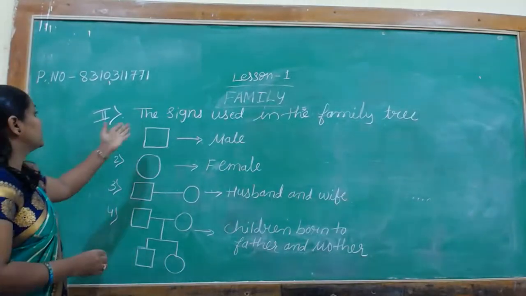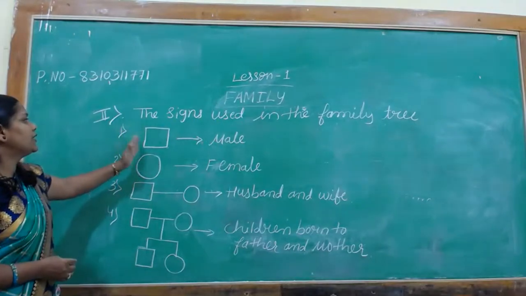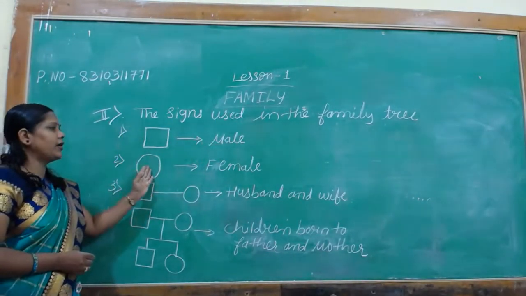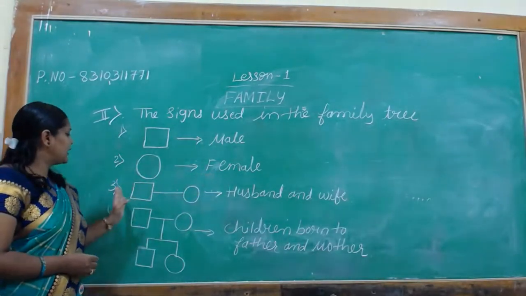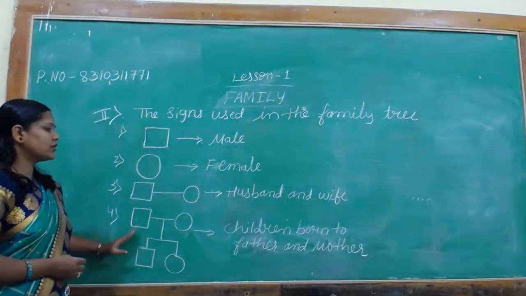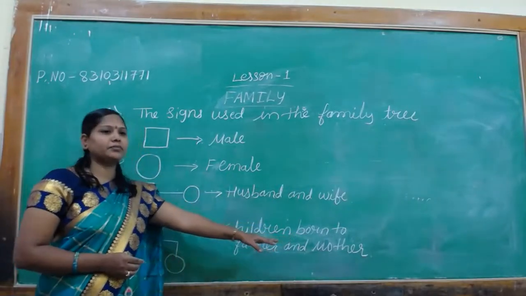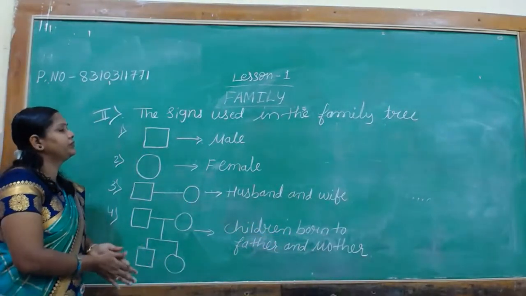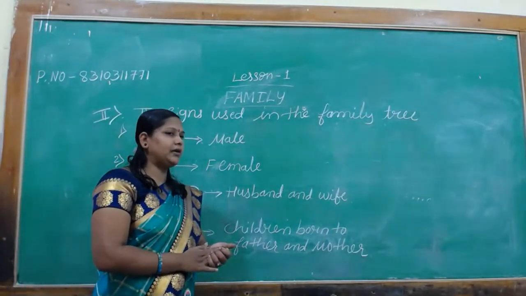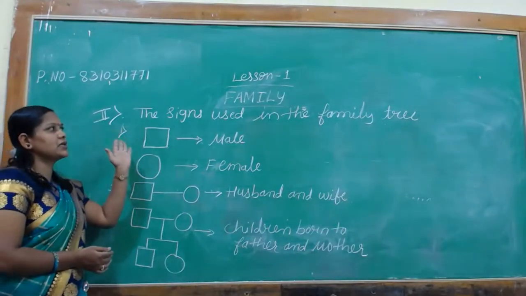See students, the signs used in the family tree. The first symbol indicates male, and the second symbol indicates female. Third symbol indicates husband and wife. Fourth symbol indicates children born through father and mother. Write down your classwork. Second bit. First bit is relations of all, and second bit is the signs used in the family tree.